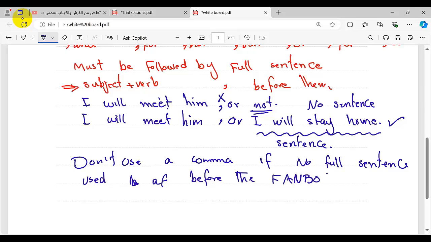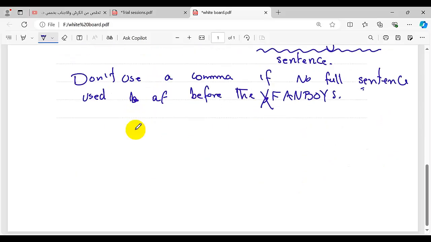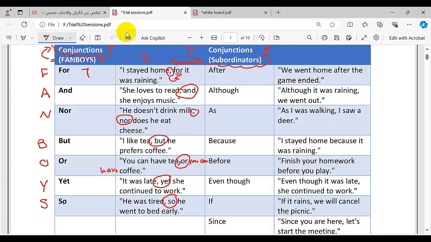Before the fanboys, don't use a comma if there is no full sentence. So the rule is use a comma if there is a full sentence. Now we learned how to use the 7 conjunctions here. For, which means because; and; nor, which means neither that nor the other; but; or; yet, which means also but; so. You know the meaning.